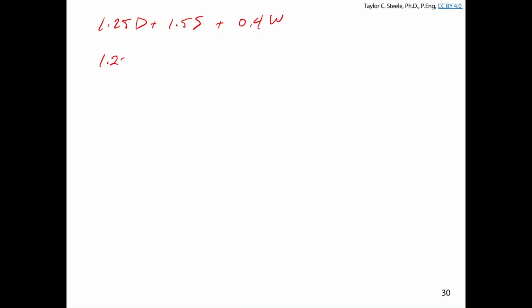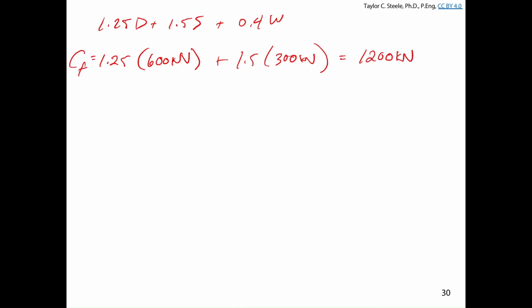In this case, we have 1.25 times the dead compression load, which was 600 kilonewtons, plus 1.5 times the snow load, which was 300 kilonewtons, which gives us, that's CF equals, that's going to give us an axial force, I believe, of 1,200 kilonewtons, at the risk of losing my screen here again.